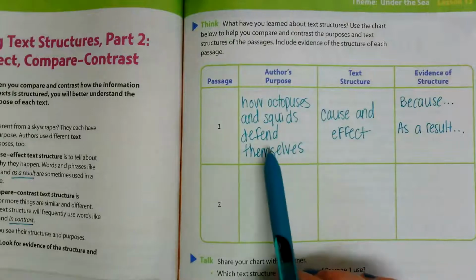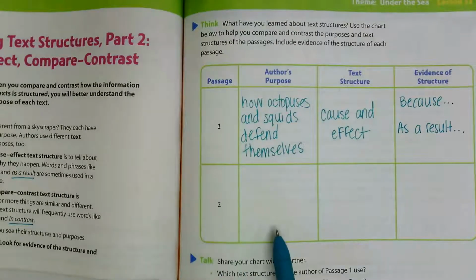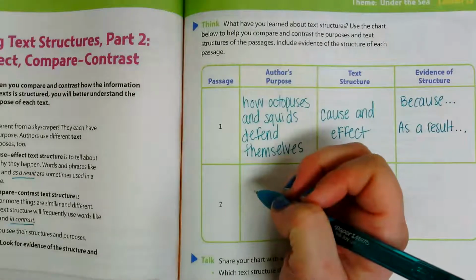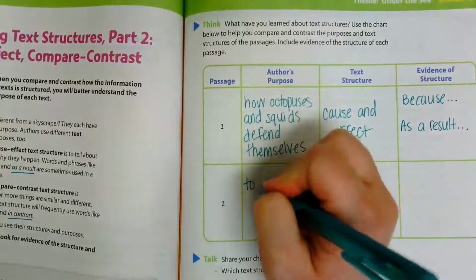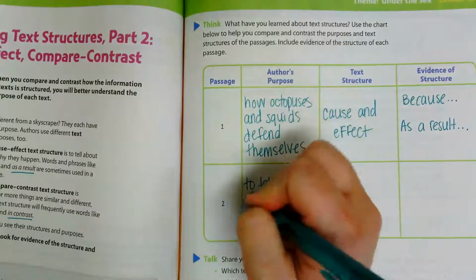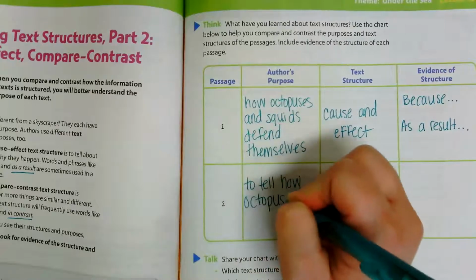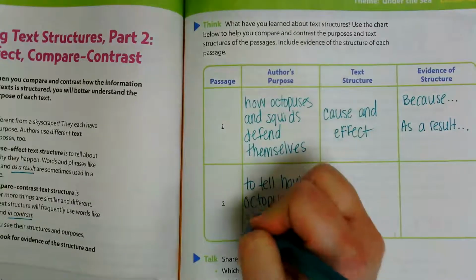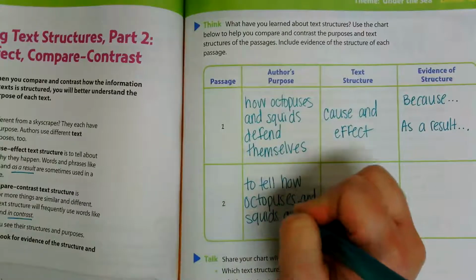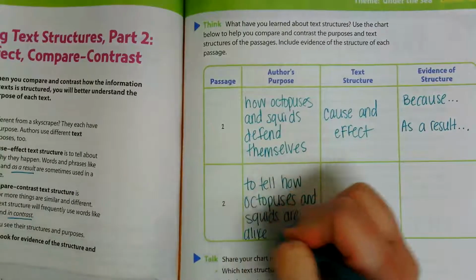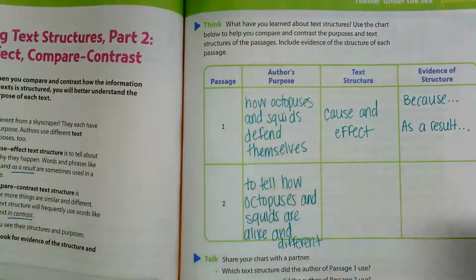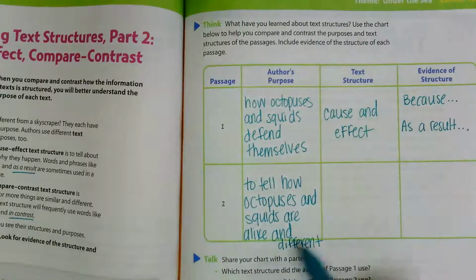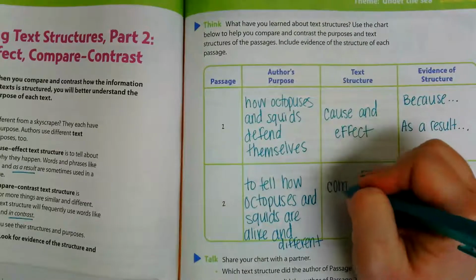So now what we did for passage 1, we're going to do for passage number 2. So starting with author's purpose, why was passage 2 written? Well, we know it was written with compare and contrast, and we know it's about octopuses and squids. So this was written to tell how octopuses and squids are alike and different. So then with the text structure, again, alike and different. So we know this was written with compare and contrast.